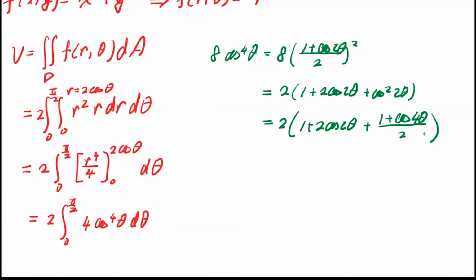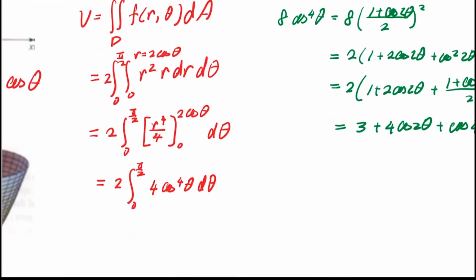Now let's distribute the 2 and simplify everything. So we have 2 here, and you'll pick up 1, so you have 3, plus 4 cosine 2 theta. And that thingy, the 2 cancels, so we just have plus cosine 4 theta. That was my motivation to bring that 8 over with me, because otherwise it's a lot of fractions, and eventually we'll cancel that 8. Good?